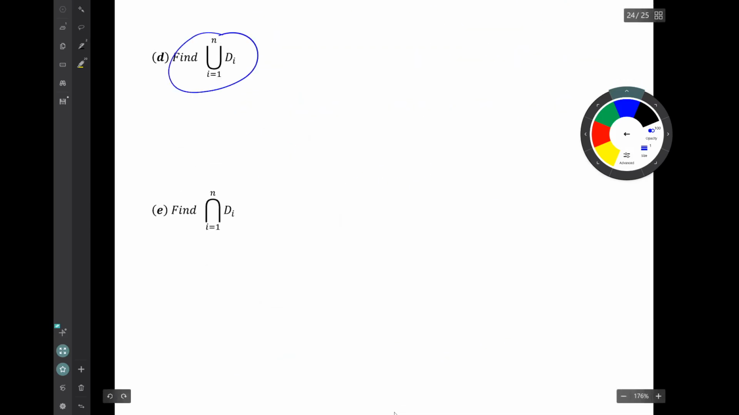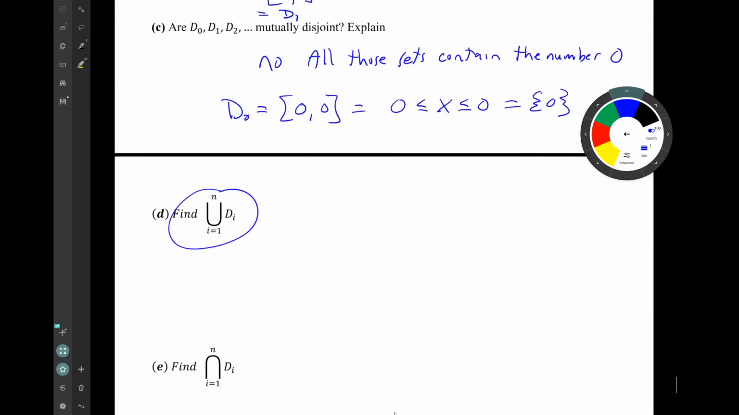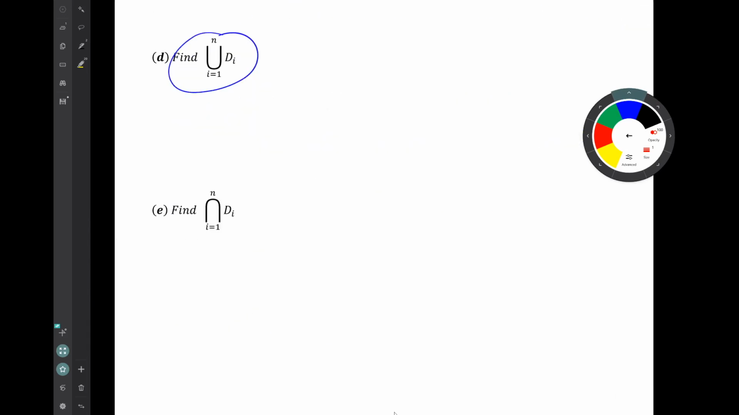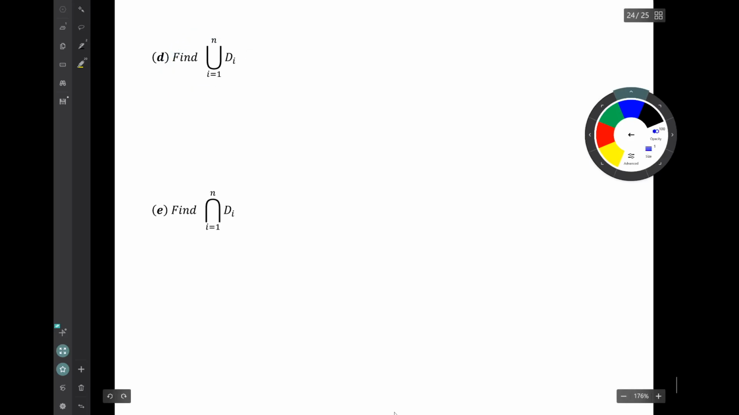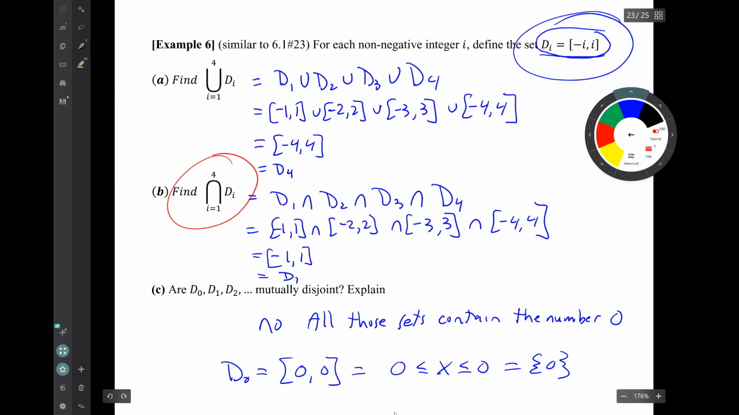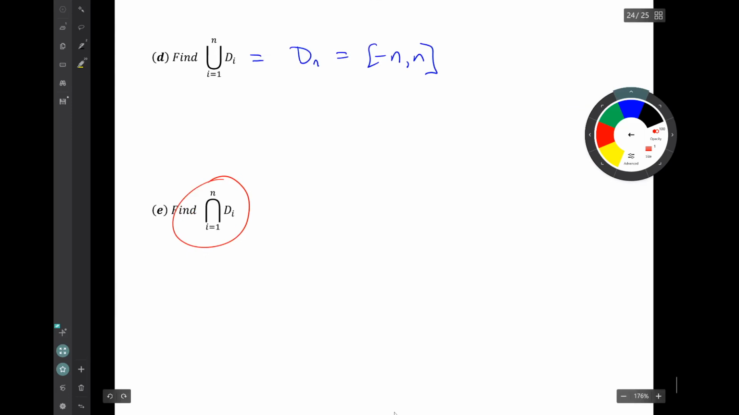Okay, what is this union? Well, that's a more general case of what we did in question A. In question A, we found the union of the first 4 was just the largest. So the union of the first n would just be the largest. And question E, what's the intersection of the first n? Well, that's going to be a generalization of what we did in this one. The intersection of the first 4 was just the smallest one, D1. So it doesn't matter how much farther we go, the intersection of the first n would be the same thing.